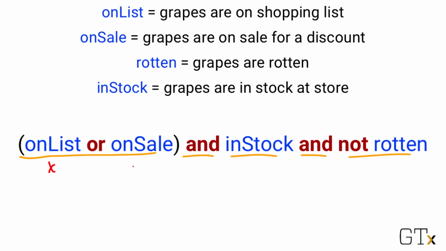If they're neither on our list nor on sale, then the first part is false, and it doesn't matter what the rest says. It's only if they're either on our list or on sale, or both, and they're in stock, and they're not rotten, that we actually buy grapes.